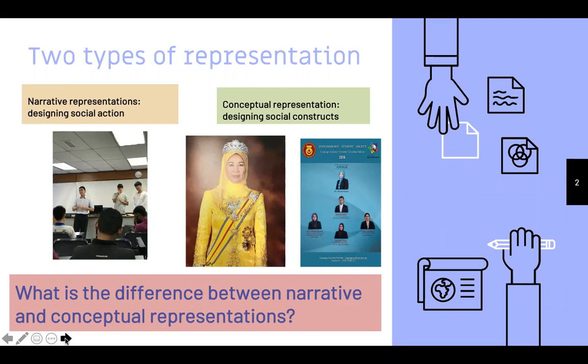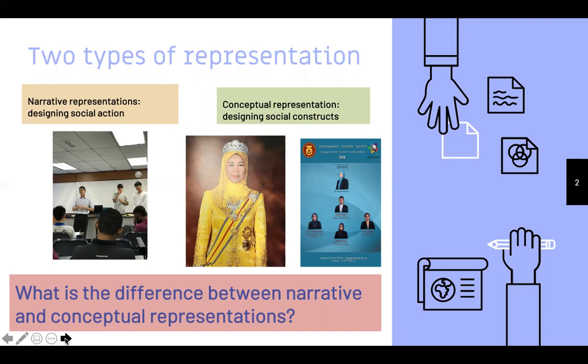So there are two types of representation. One is narrative, and the next one is conceptual. Narrative representation represents the process of doing, what is happening, while conceptual representation is about the process of relational, or what it is about.